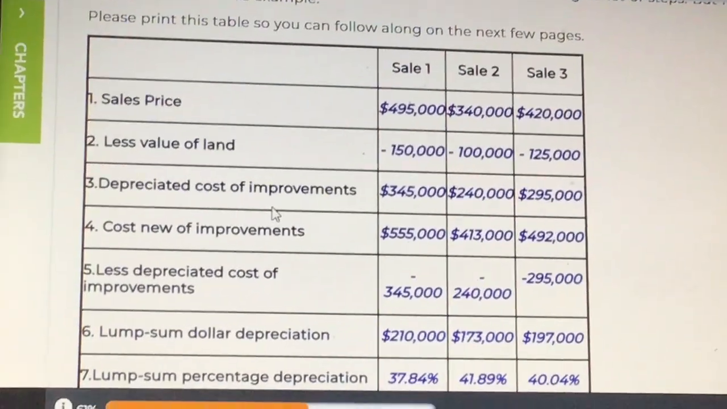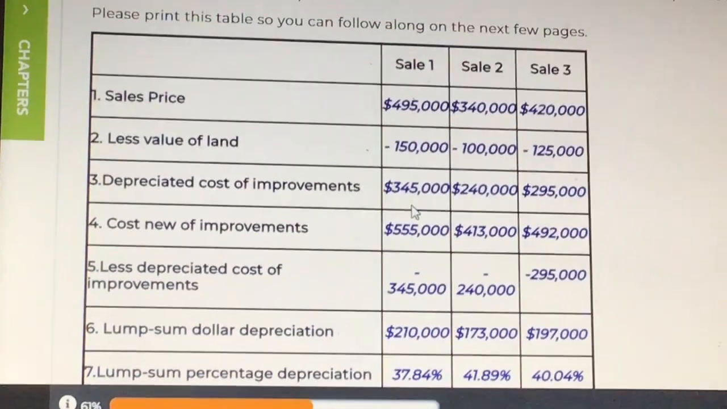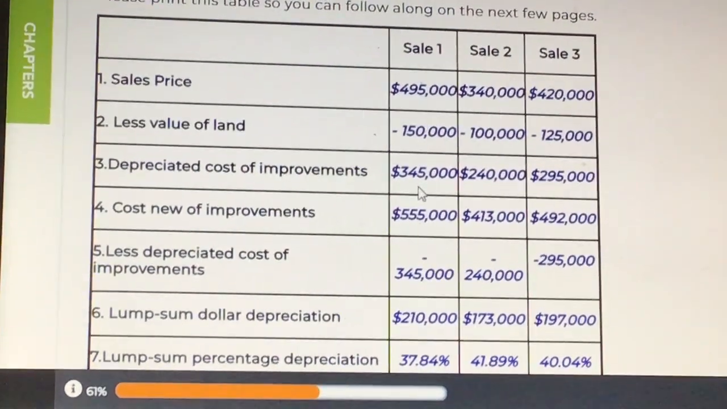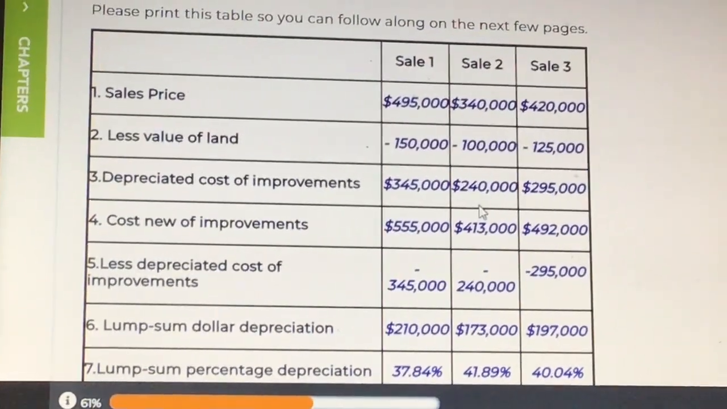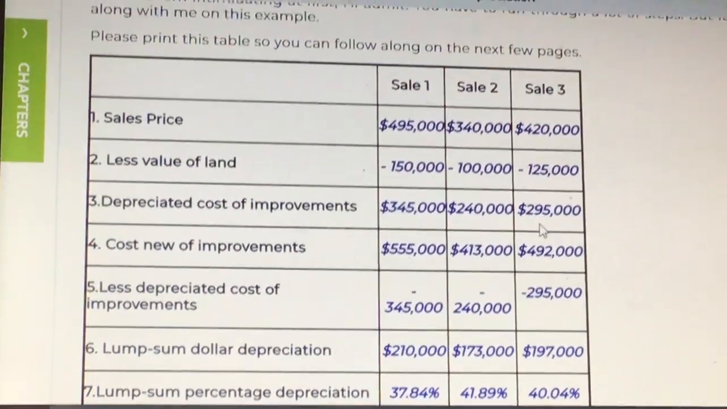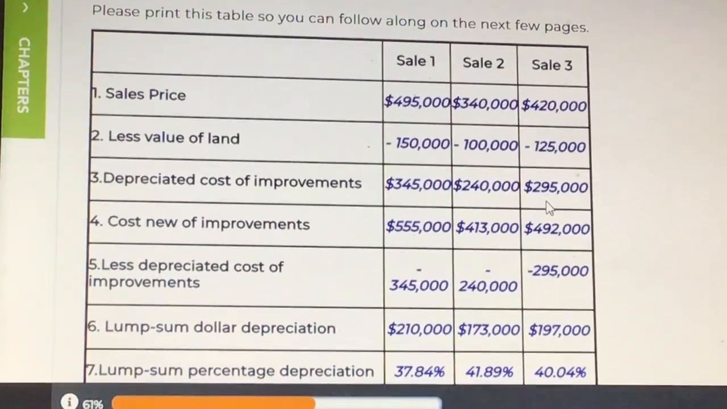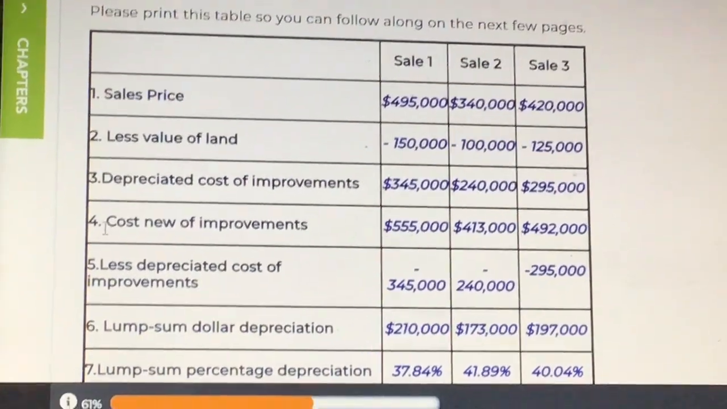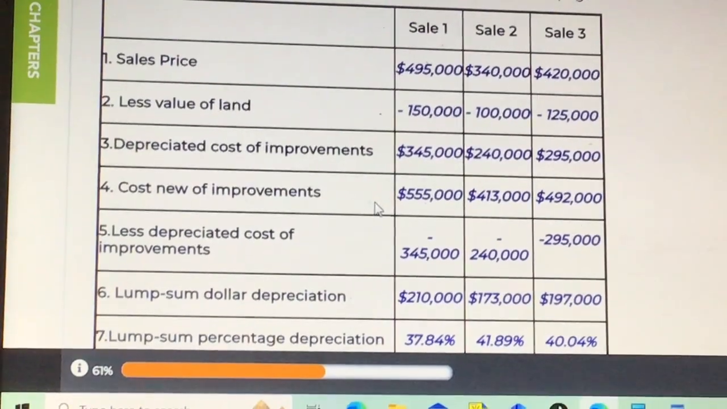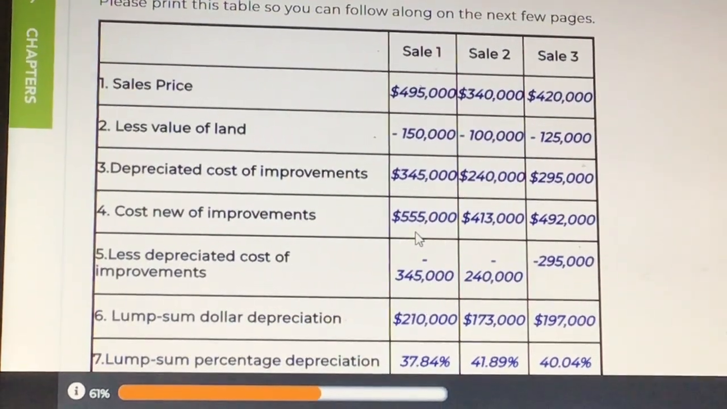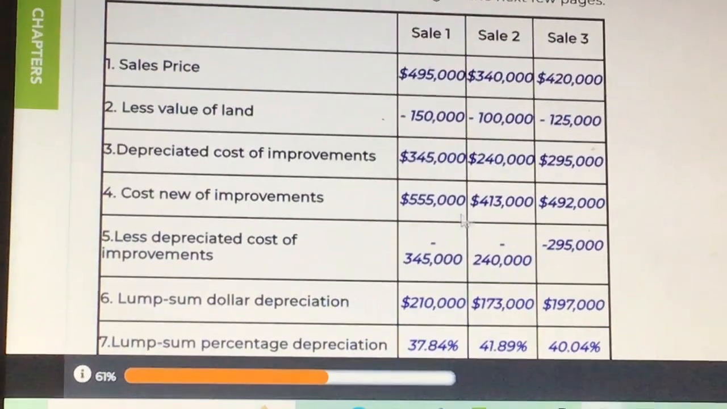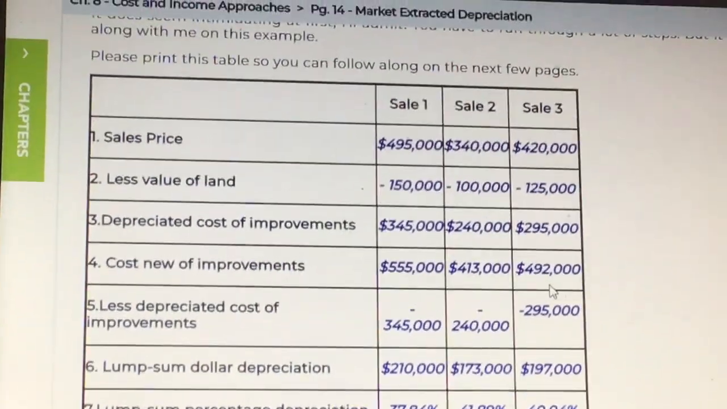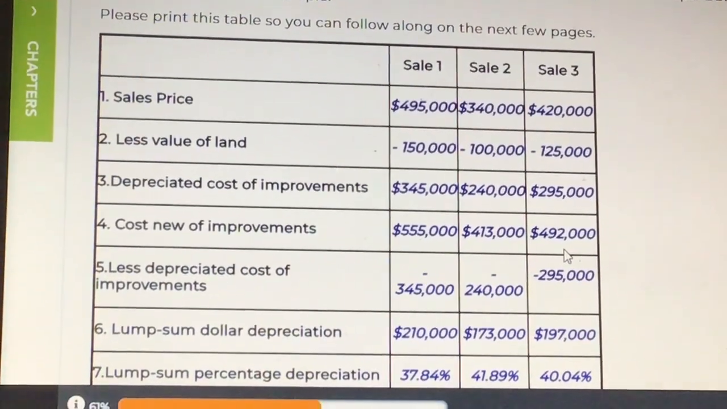Number 3, depreciated cost of improvements. Sale 1 is now $345,000. Sale 2 is now $240,000. Sale 3 is now $295,000. Row 4, cost new of improvements. Sale 1, $555,000. Sale 2, $413,000. And sale 3, $492,000.